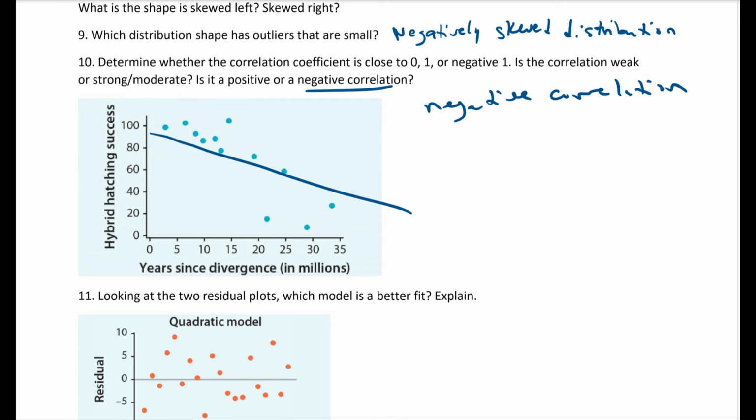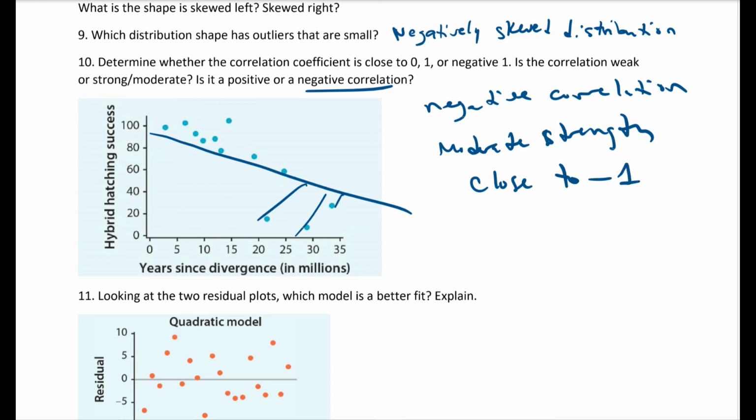Now, is it strong? Well, it looks like a lot of the points kind of go towards this blue line that I drew. It kind of looks like most of the points are there. These guys are far away from it, but I would say maybe moderate, right? So moderate strength. And if it's strong, that means it's going to be close to 1 or -1. Because it's a negative correlation, it's going to be closer to -1, right?